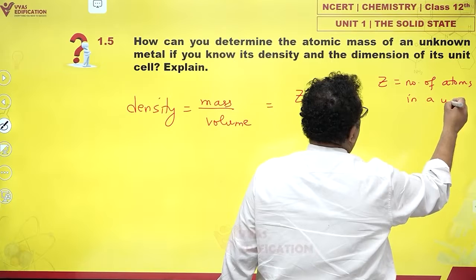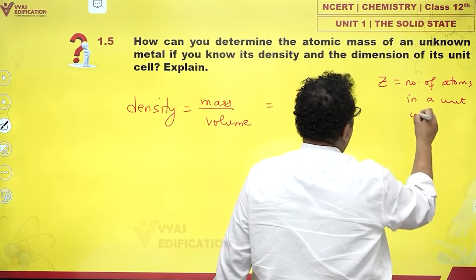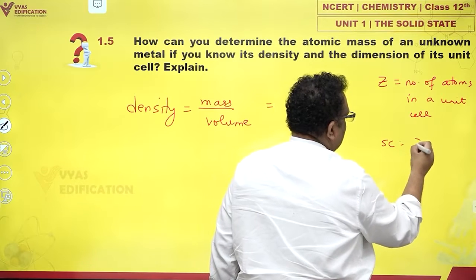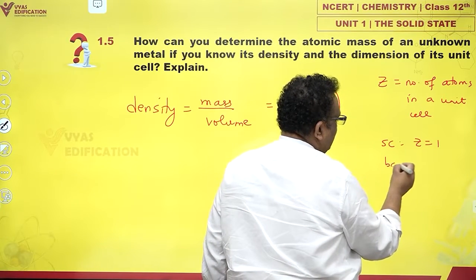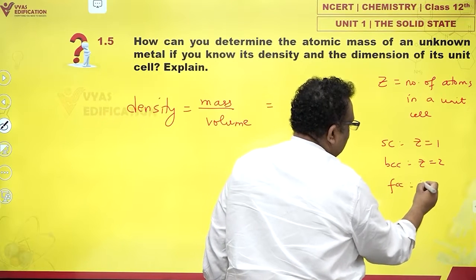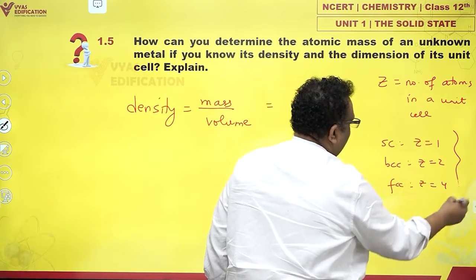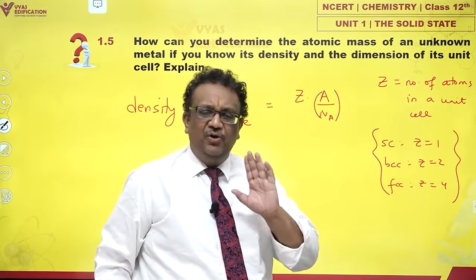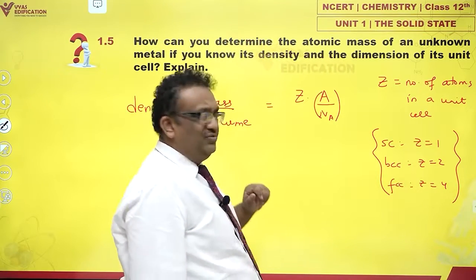in a unit cell. For example, in simple cubic structure, Z is equal to 1. In BCC, Z is equal to 2. In FCC, Z is equal to 4. So there are different cases, right? But once we know the crystal structure, we get the value of Z.